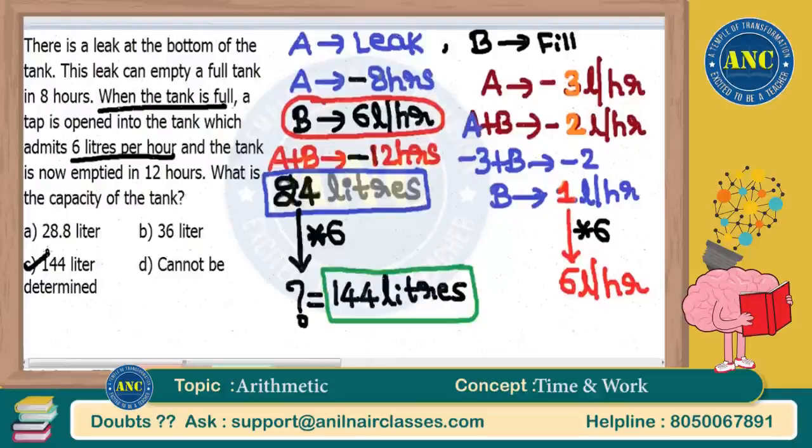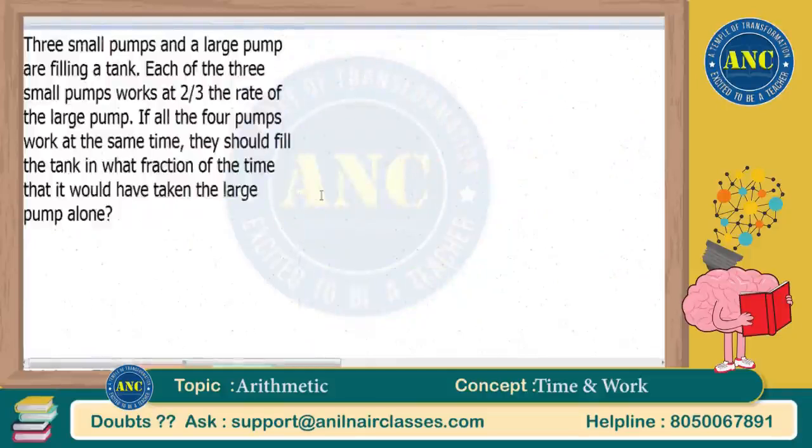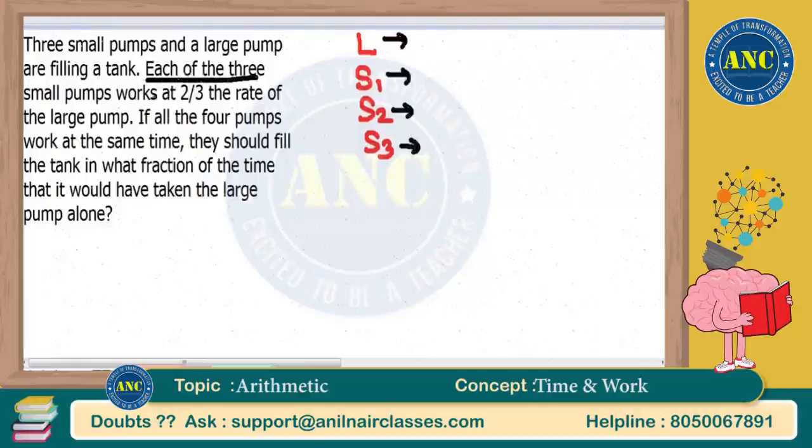If you have little time, solve all these things. The question is, 3 small pumps and a large pump are filling a tank, right? That means I will call the large pump as L, and the 3 small pumps as S1, S2 and S3, so that you will not get confused with ABCD. These are the notations which I am giving in this question. Next, each of the 3 small pumps works at 2/3 the rate of the large pump.